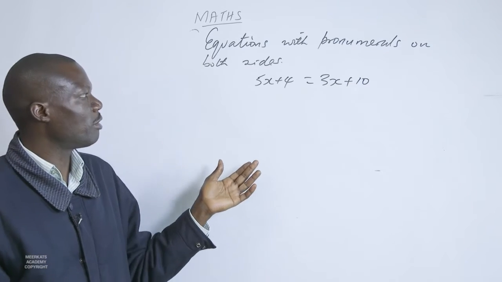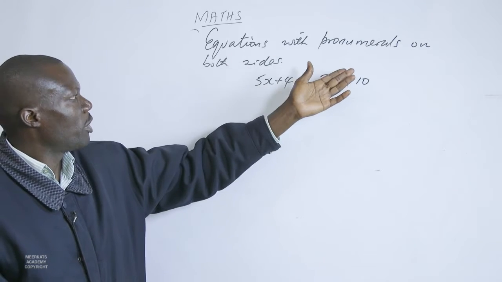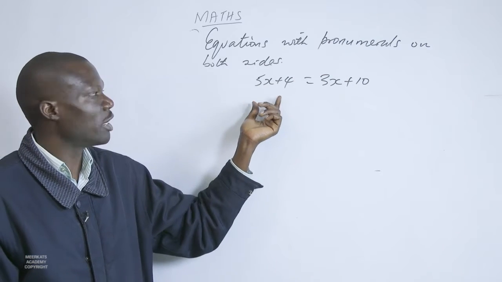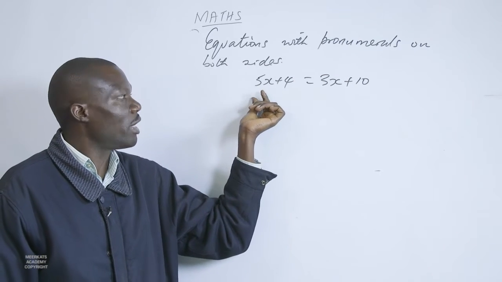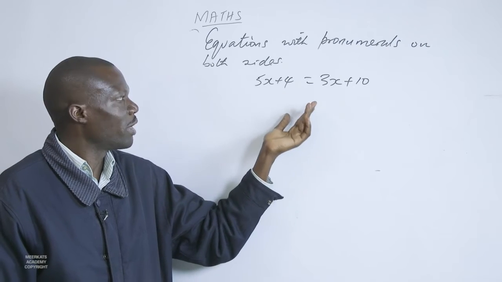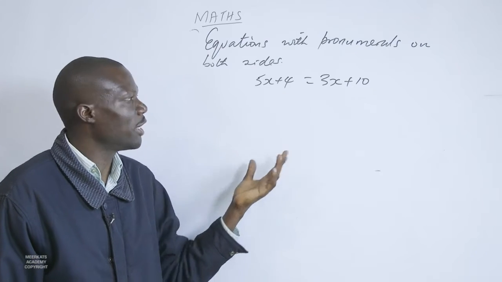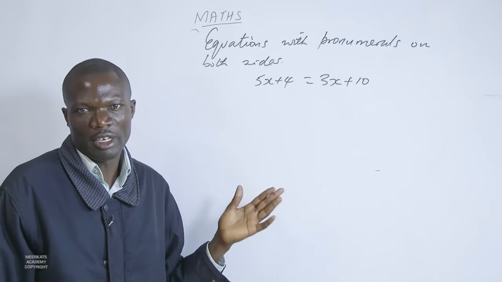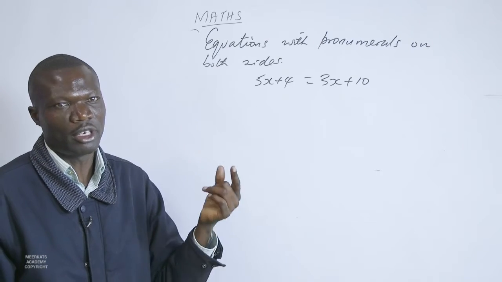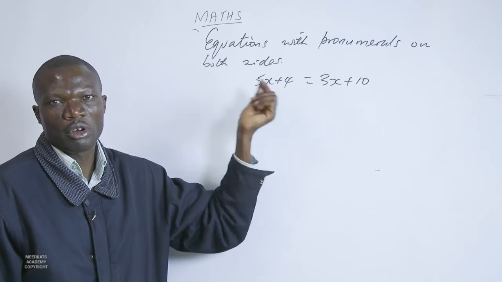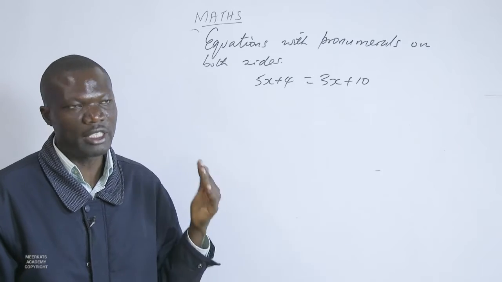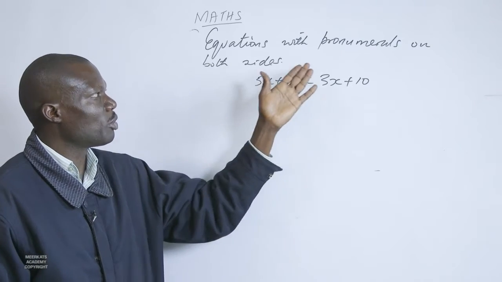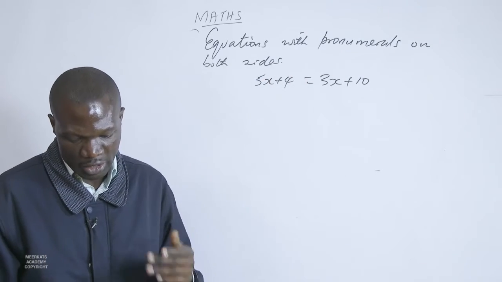Now, here we have an equation with pronumerals on both sides. In this case, we have 5x plus 4 on the left-hand side, and it equals 3x plus 10 on the right-hand side. You realize that we have the pronumeral x on both sides. This is a situation that I'm calling equations with pronumerals on both sides.